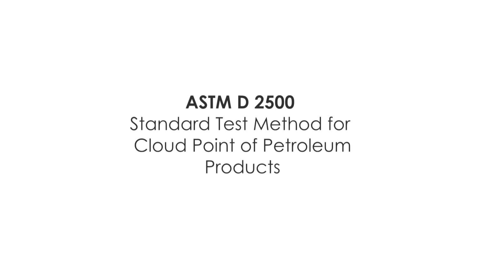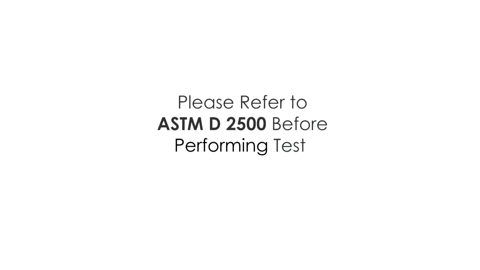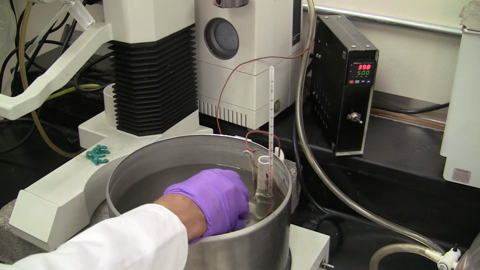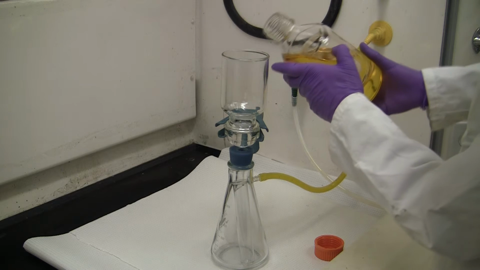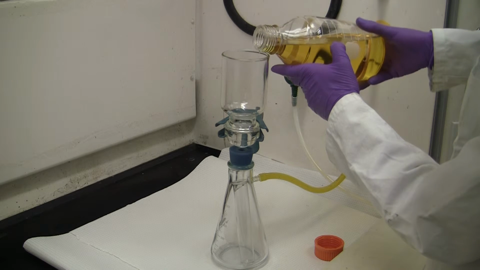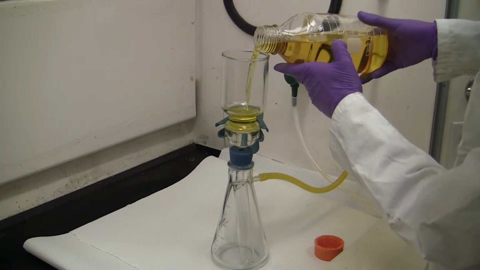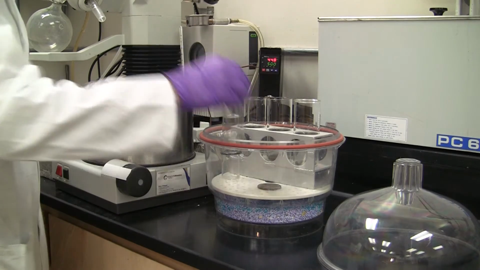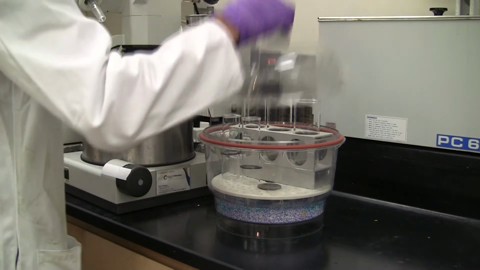This is the standard testing method for cloud point of petroleum products. Please refer to the ASTM D2500 before performing the test. Bring the sample to 14 degrees centigrade above the expected cloud point. Remove any moisture present by a method such as filtration through a dry lintless filter paper until the oil is perfectly clear, as stated in the standard. Remove any moisture from the testing device.